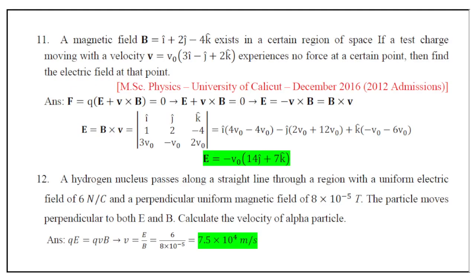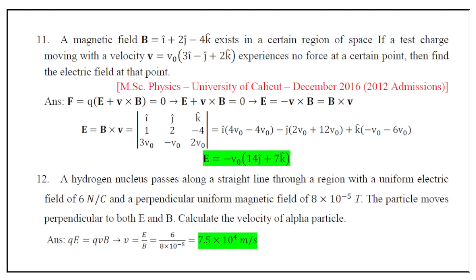First problem: a magnetic field B equal to i plus 2j minus 4k exists in a certain region of space. If a test charge is moving with a velocity of v equal to v0 (3i minus j plus 2k), it experiences no force at a certain point, then find the electric field at that point.